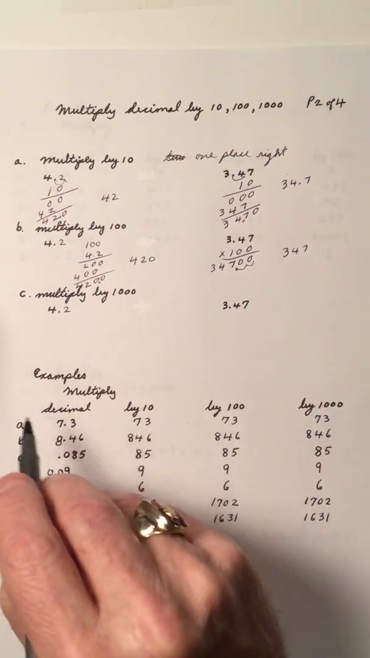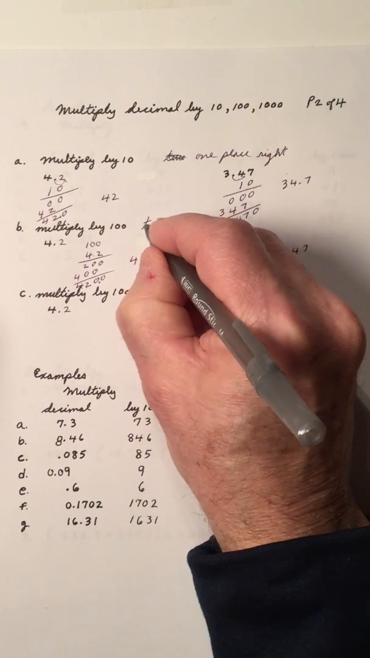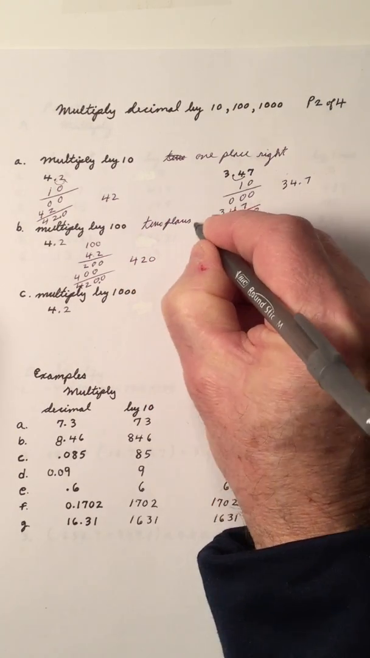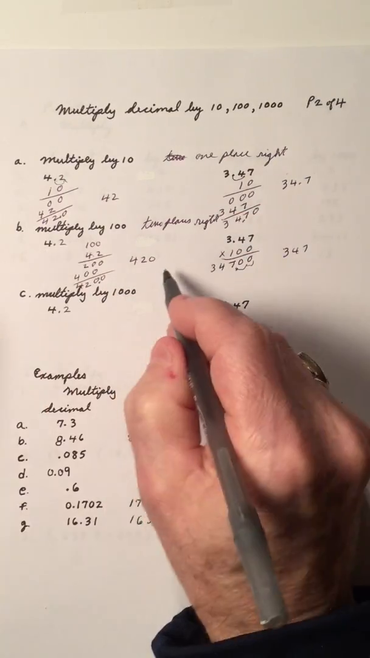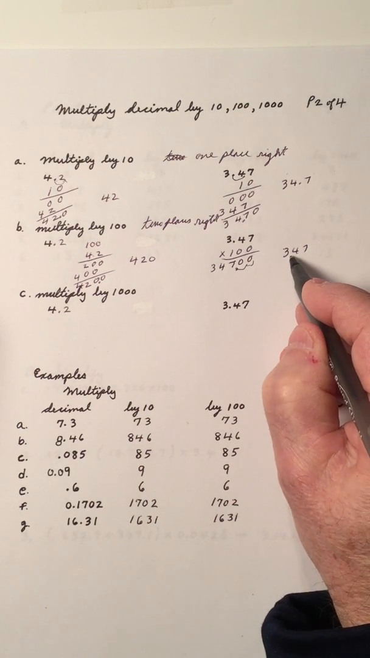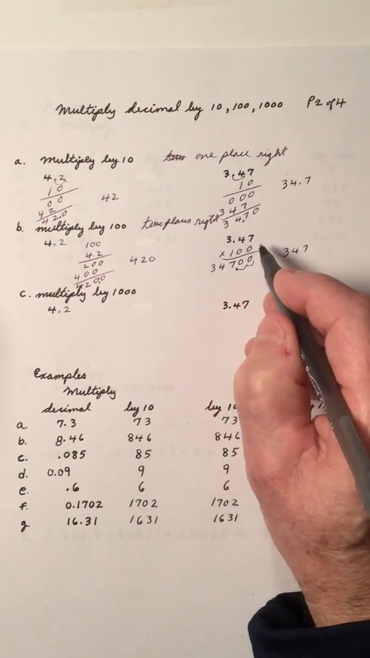Notice when you multiply by 100, the decimal is moving two places to the right. So notice it was right here, it moved to there. It was between the 3 and the 4, now it's over to the 7, so you move it two places.